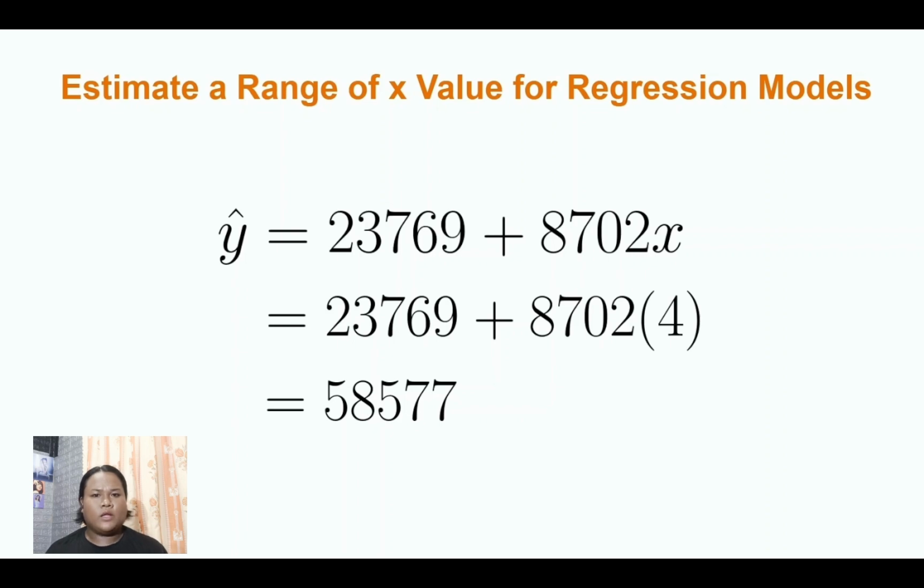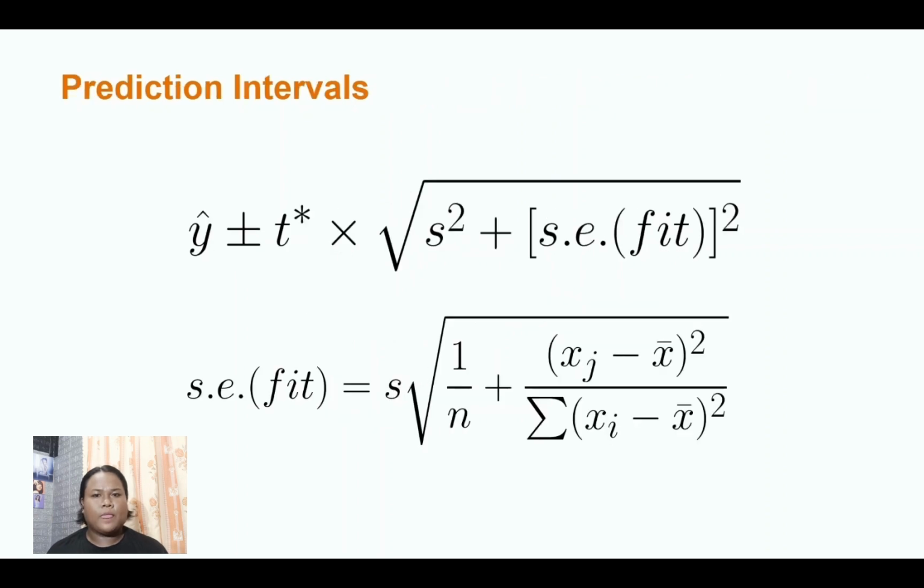However, what if we want to know a range of income that someone with 4 additional years of education should have? What if we want to know what the average income for all people with 4 additional years of education is? There are ways to find a range of potential y values that a particular value of x can be, as well as estimate the mean value of y.